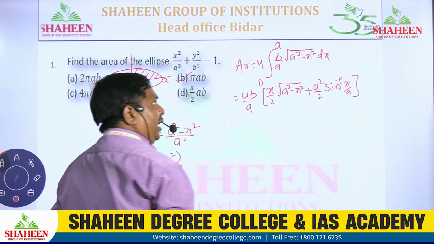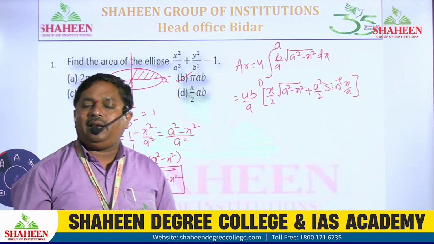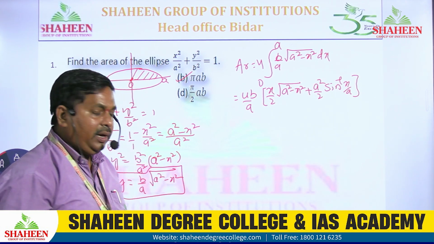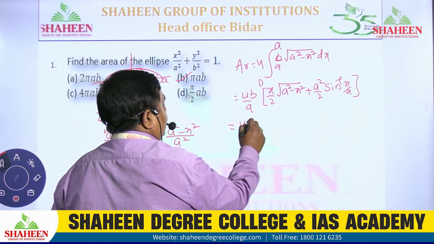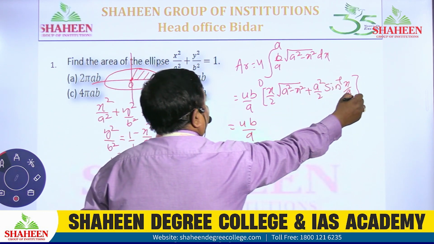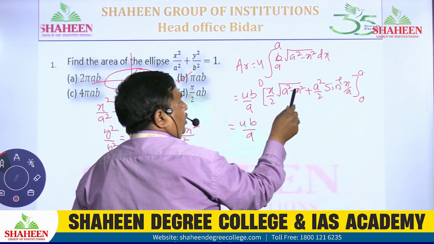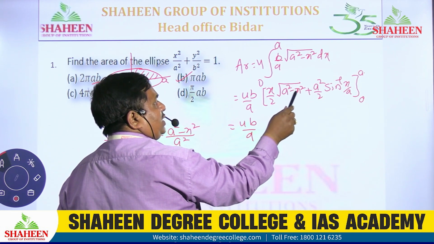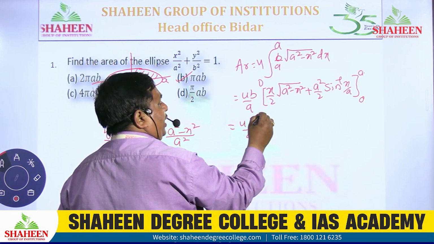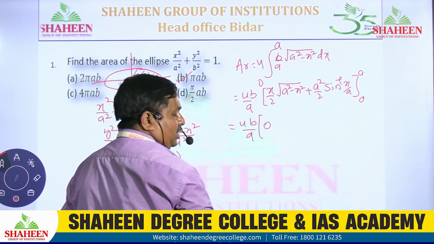This is the integration of the square root of a square minus x square dx formula. Now first I am substituting the upper value. What is the upper value here? The upper value is a. If you take a here, a square minus a square becomes 0. Zero into anything becomes 0. This first term becomes 0.